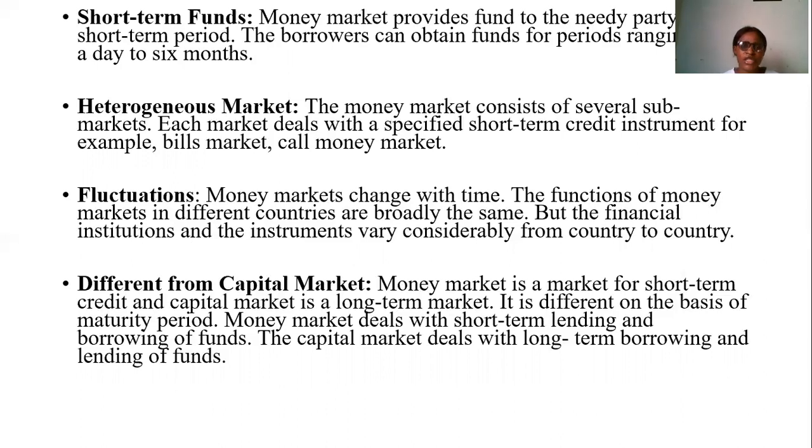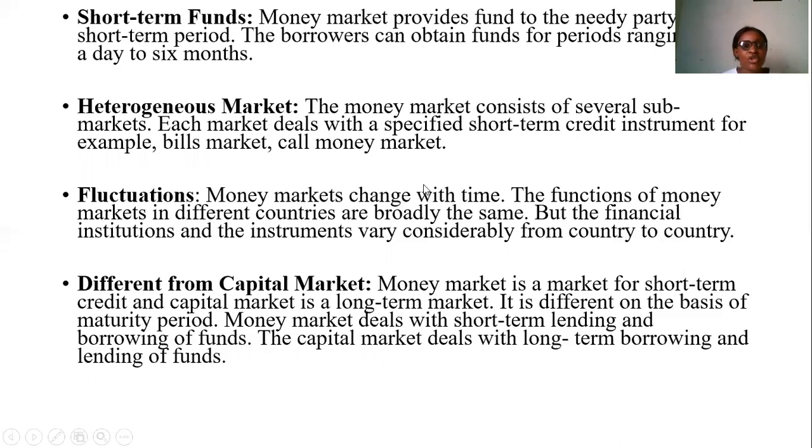Right. So heterogeneous market. What this means is that a money market is like a main market, then it has sub-markets. So it's like the main system, then it has other subsystems in it. So heterogeneous market, the money market consists of several sub-markets. Each market deals with a specified short-term credit instrument, for example, bills market, call money market. All right. So these are two examples of sub-markets for the money market.